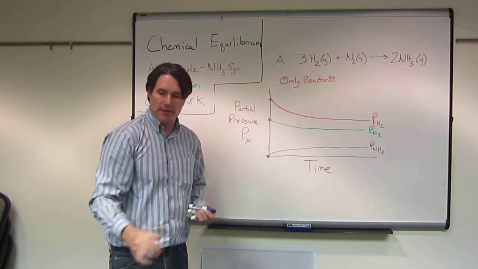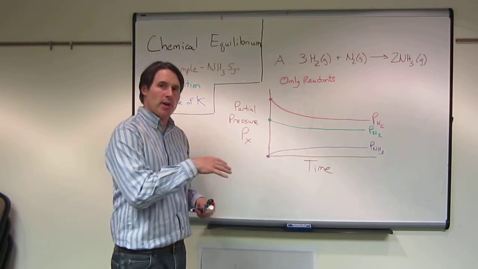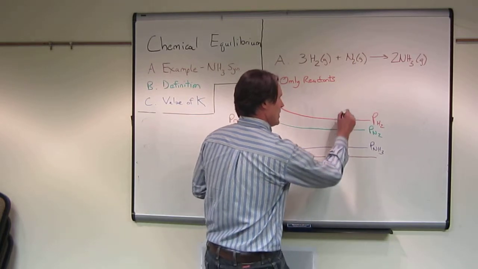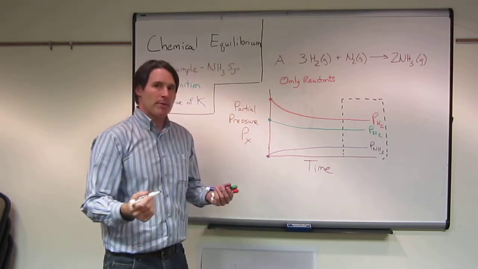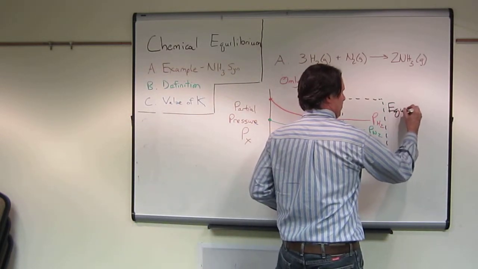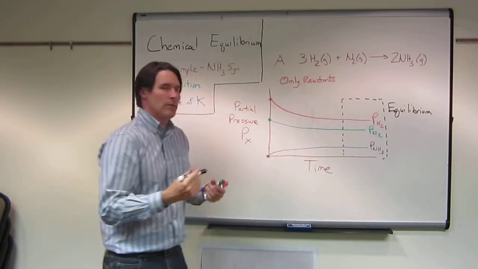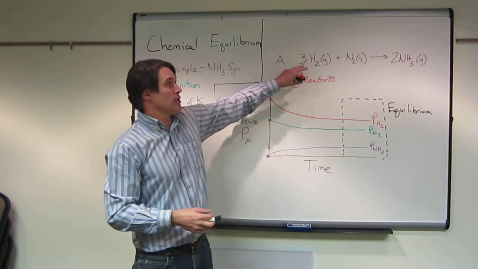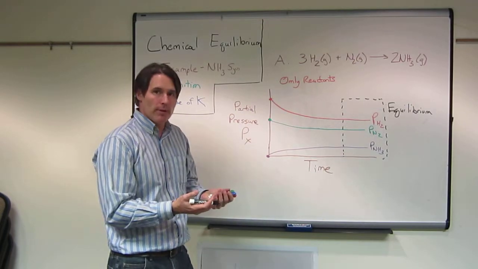Now, by definition, when a reaction has gotten to the point where its partial pressures or concentrations cease to change, so I'm going to say that's about here, based on the flatness of the lines I made, that area represents, by definition, equilibrium. Now, the beautiful thing about equilibrium reactions is it doesn't matter how you get there. So you can start off with just reactants, just product, or a mixture, and it will still come to equilibrium.